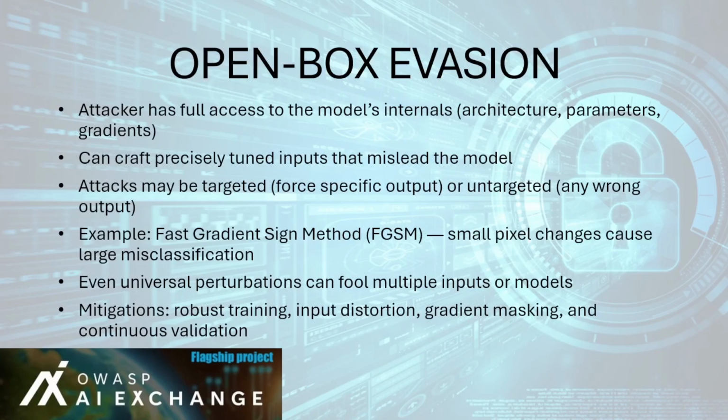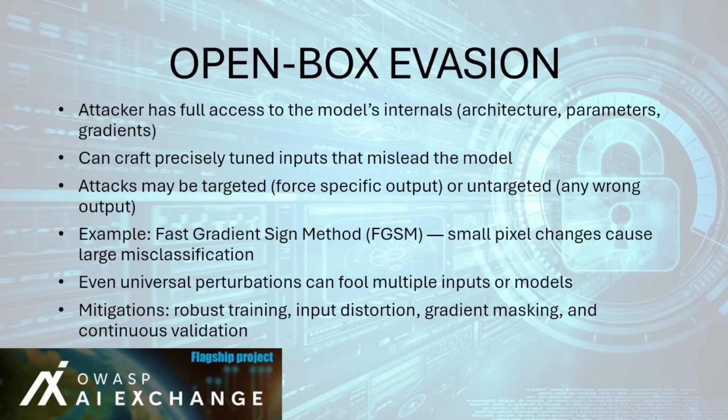The types of attacks include targeted, which force a specific incorrect output, for example, making stop signs read as speed limit, and untargeted. Any incorrect result is acceptable. The goal is disruption or reliability loss. Why does this matter? These attacks undermine the integrity of AI predictions. In safety-critical domains, for example, autonomous driving, healthcare, financial decisions, the results can have severe real-world consequences.